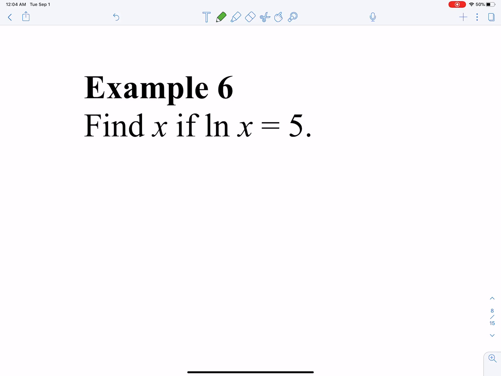Here's an example. Find x if natural log of x equals 5. So you're looking at that, how do we do this? Well, let's use the information we got. Natural log of x actually means log base e of x equals 5. And when we say find x, that means just get x by itself. Well, we can easily do that here. Loop around. There we go.